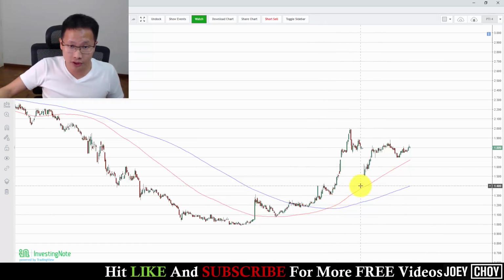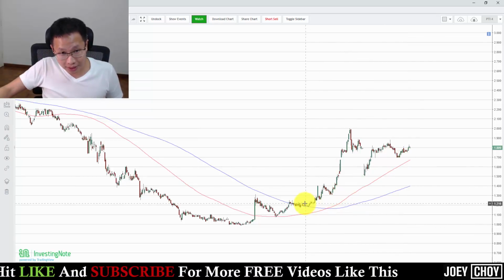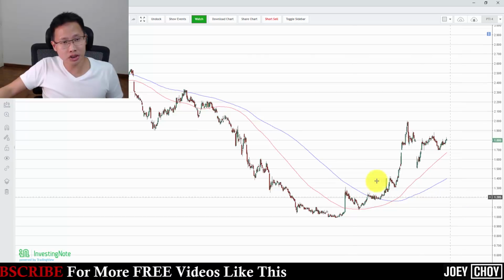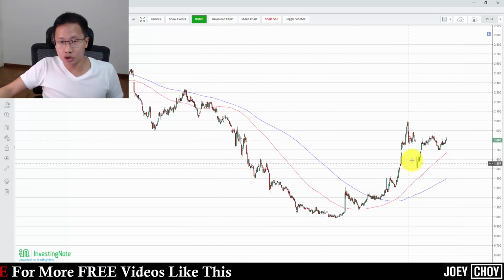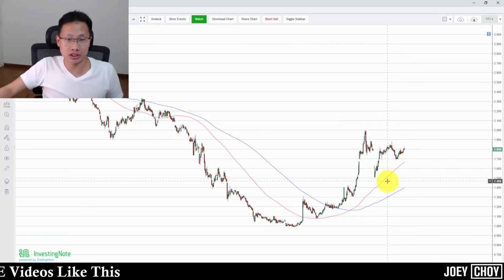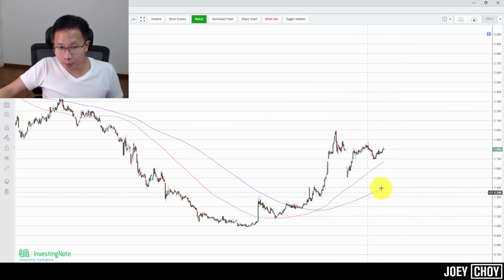That's a good sign of the trend starting to turn. Of course, this blue line as well started to flatten out and eventually point up. So we have pretty much turned from a downtrend to an uptrend. Now this 100 days moving average line, the red line, is pointing up. So a short-term moving average is above a longer term moving average.